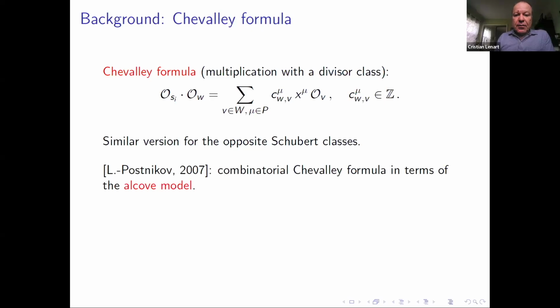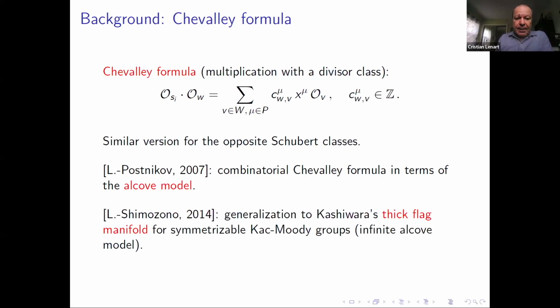And with Postnikov, many years ago, we gave a combinatorial Chevalley formula for K-theory in terms of what we call the alcove model. And then with Shimozono, we generalized the alcove model to symmetrizable Kac-Moody algebras, so to infinite root systems. And we gave a corresponding Chevalley formula for Kashiwara's thick flag manifold.